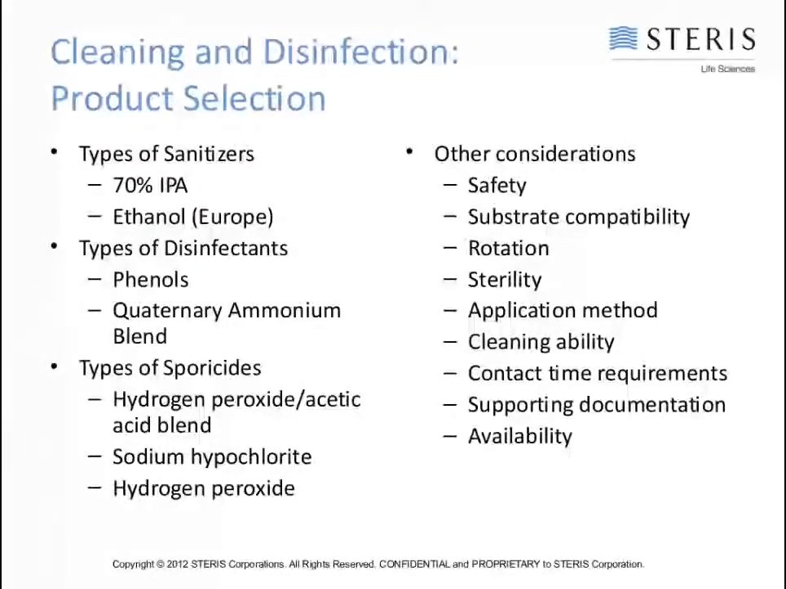This slide has a lot of wording on it, so I'll go through it and make it as easy as I can. We talked about the types of sanitizers, with 70% IPA being the biggest one. We see a lot of ethanol being used in Europe. The two types of disinfectants I see the most are phenols and quaternary ammonium blend disinfectants. Phenols have very good bacterial and virucidal properties, but they're not as good of a cleaner as a quat is. I mostly see phenols out there.